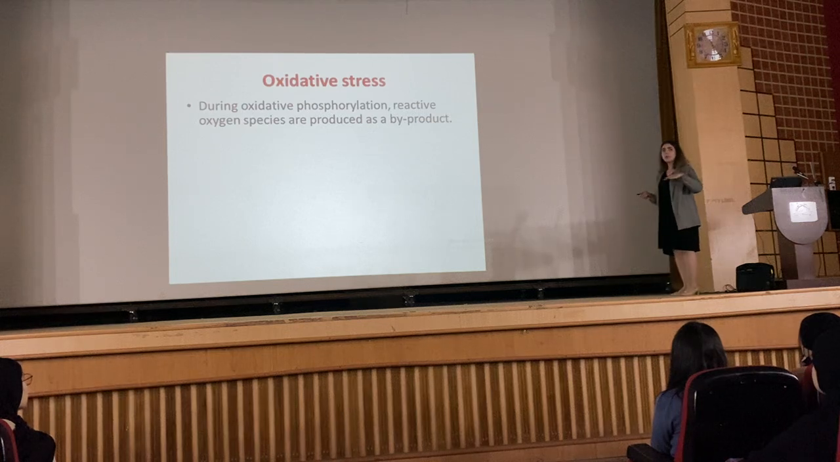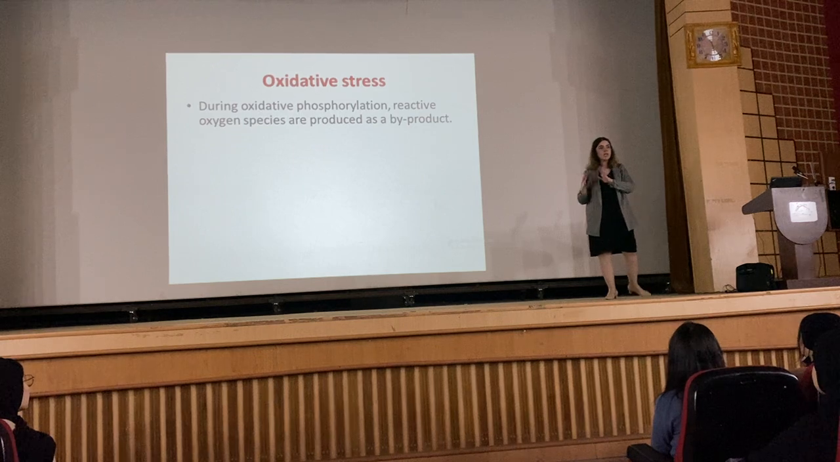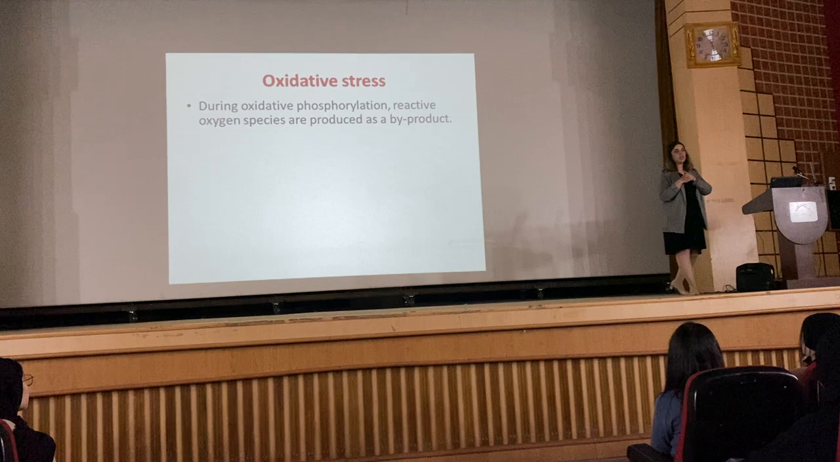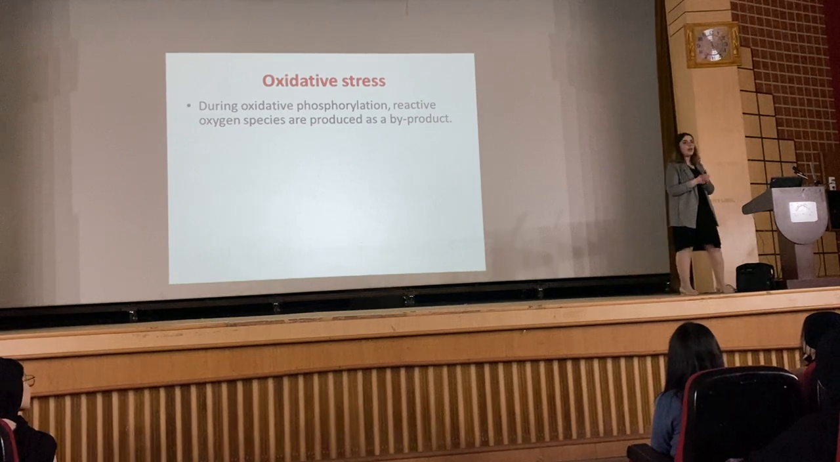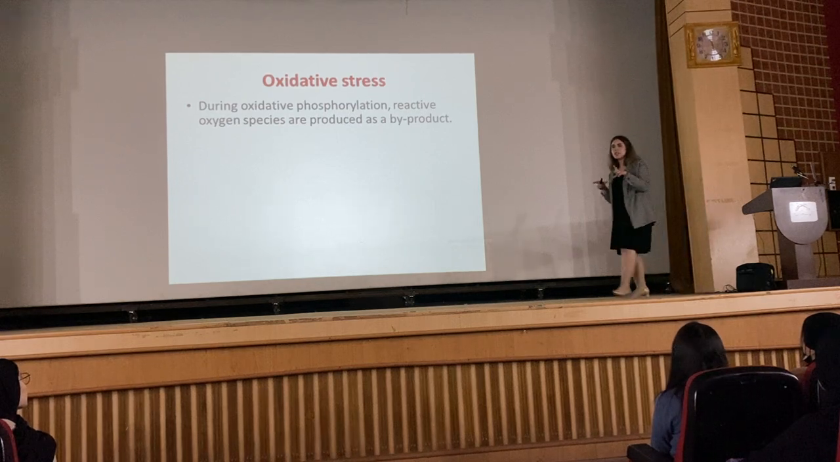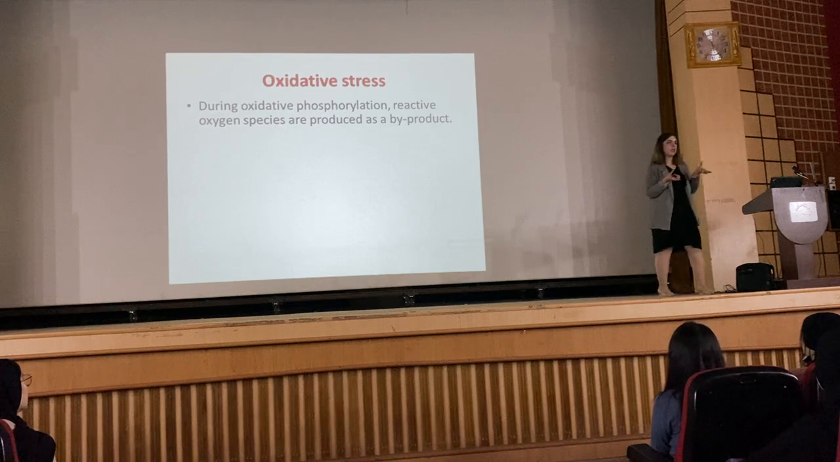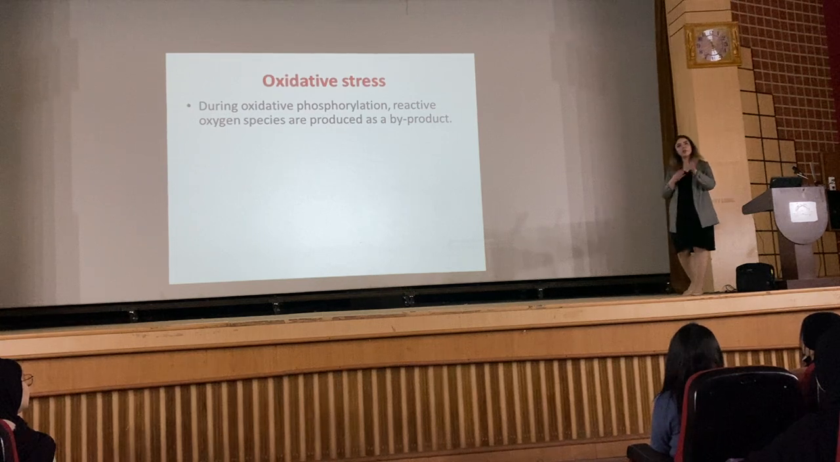So oxidative stress. We discussed in the G6PD lecture that NADPH and reduced glutathione are needed to deal with reactive oxygen species. Even in the electron transport chain pathway, we produce reactive oxygen species or free radicals. So we have to deal with these, using reduced glutathione and NADPH.